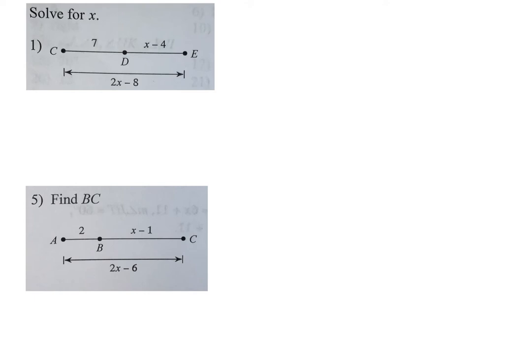So the first thing I'm going to do is the segment addition postulate. I've chosen number 1 and number 5. Number 1 says solve for x. You have to remember that the two smaller pieces add up to the whole piece here. So I'm just going to say 7 plus x minus 4 equals 2x minus 8. So all I have to do is solve here using algebra.